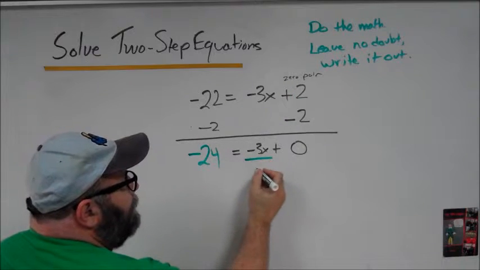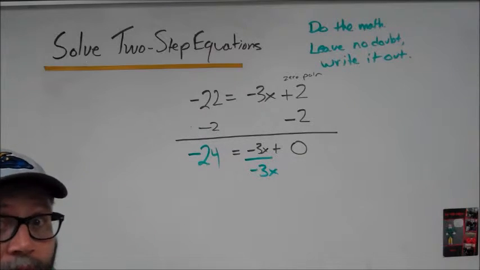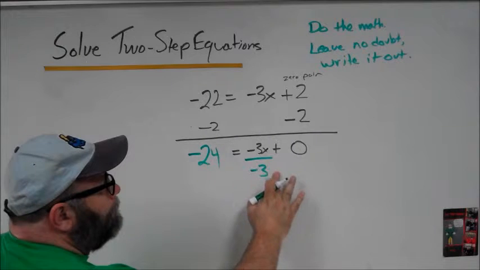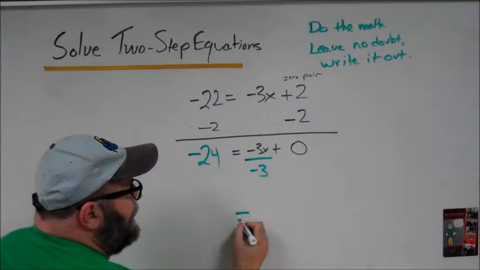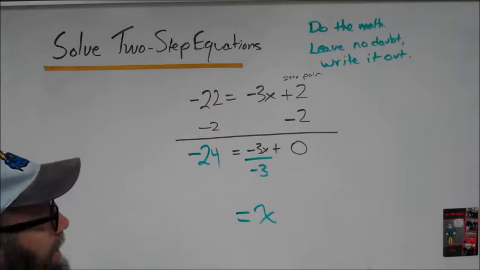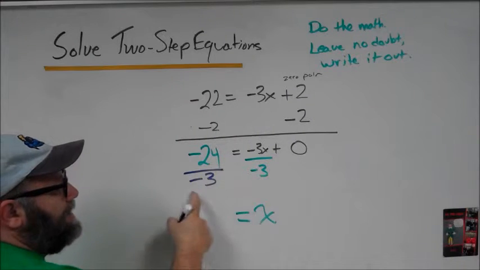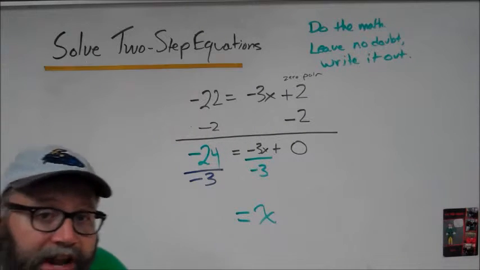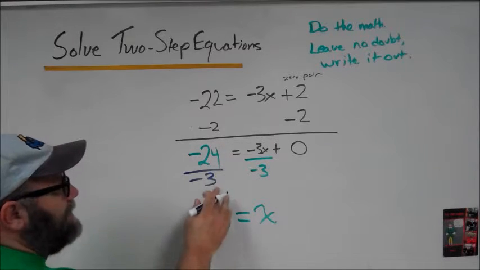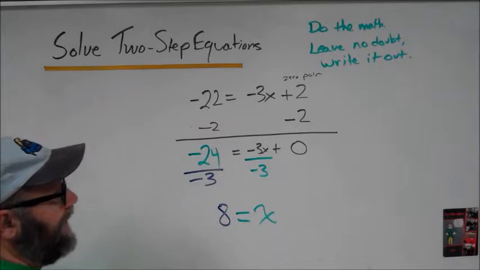Now, we have -3x, so let's divide by -3. Not -3x. So I wrote -3x. We don't want to do that. We're dividing by -3 because a negative divided by a negative gives us a positive. So that's going to leave us x here at the end. And if I'm dividing by -3 on this side, I need to divide by -3 on this side. Sign matters here. So we have a negative divided by a negative. 2 negatives means we're going to have a positive. There are 8 -3's in -24, so that's +8.